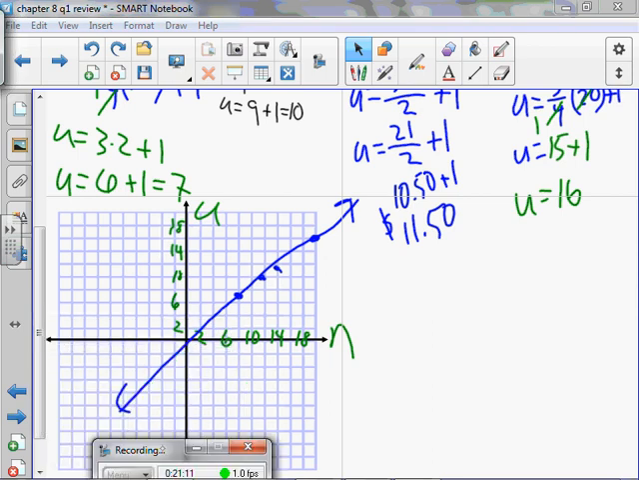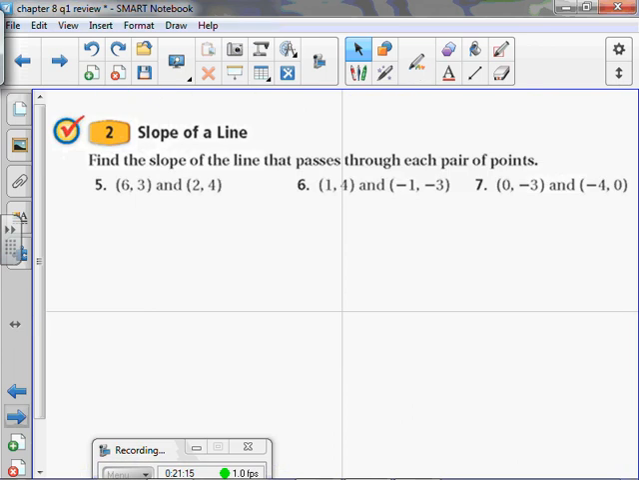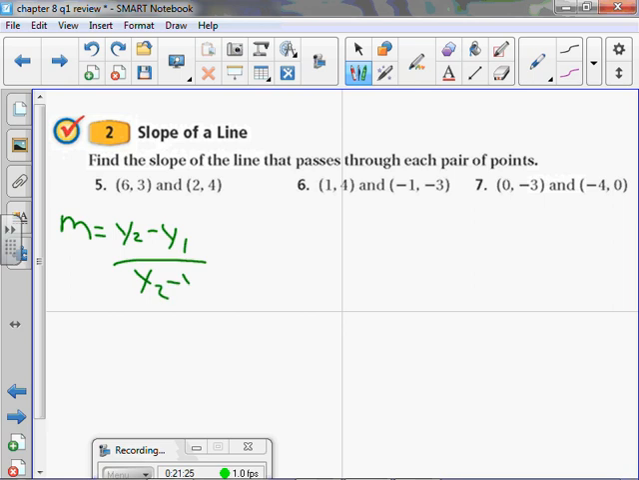Okay, now we are going on to the next topic here, slope of a line. Slope of a line, real easy. We just use our slope formula and plug in numbers. M equals y2 minus y1 over x2 minus x1. The mistakes that students often make are putting x's on top instead of on the bottom, or putting x and y on top and x and y on bottom. This is the formula, you just have to learn it.